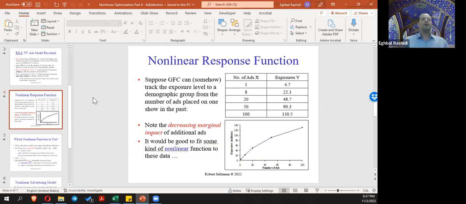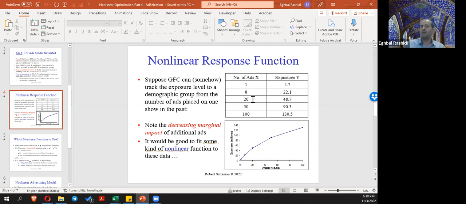So, the nonlinear response function. Practically what we are trying to achieve here is to show you the exposure function. We assume it's not linear, and we want to estimate it using an exponential nonlinear function. In the table, you see two columns. The first column shows the number of ads shown, X, from 1, 8, 20 up to 100. The second column shows the exposure Y, the impact it has on you. X is the input and Y is the output or the impact. For 1 it is 4.7; for 8, Y does not multiply by 8, as you see, it's almost 5 times.